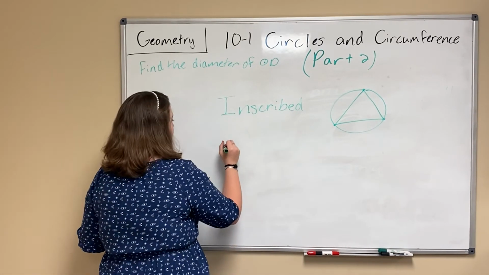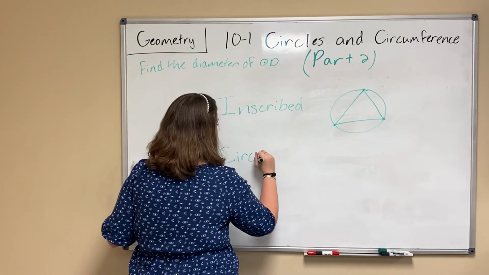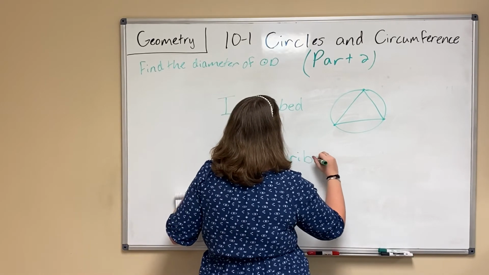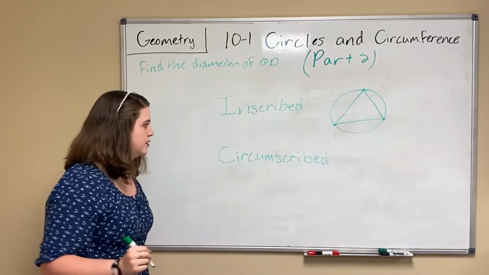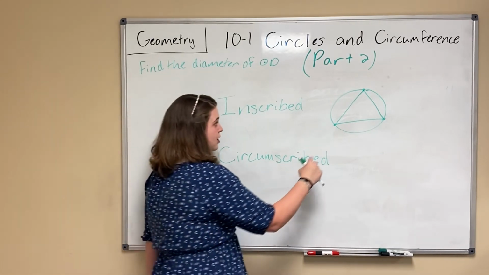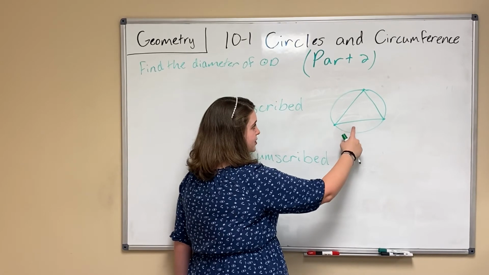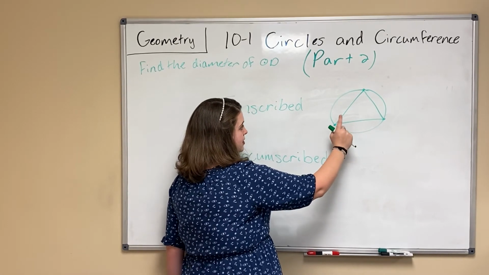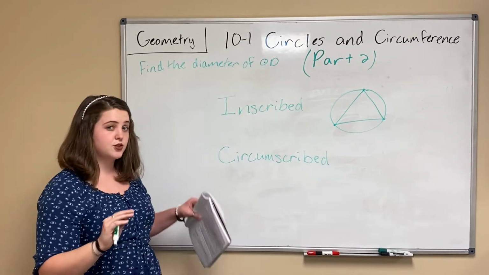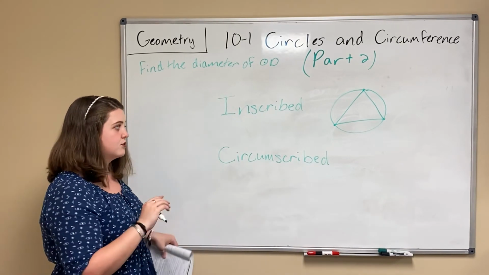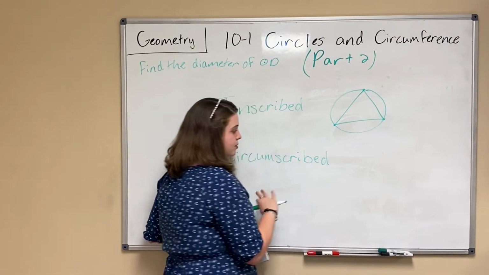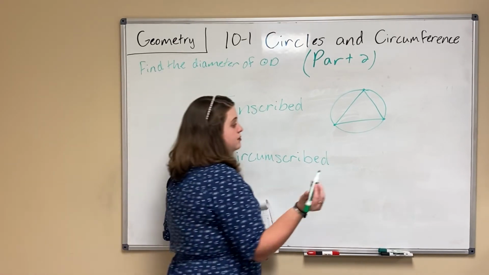If I say circumscribed, that means going around the outside. So with that shape I drew, technically I could say this triangle is inscribed into the circle, and the circle is circumscribed around the triangle. Circumscribed is outside, inscribed is inside. But you might also see a square circumscribed around a circle. That would look like this.